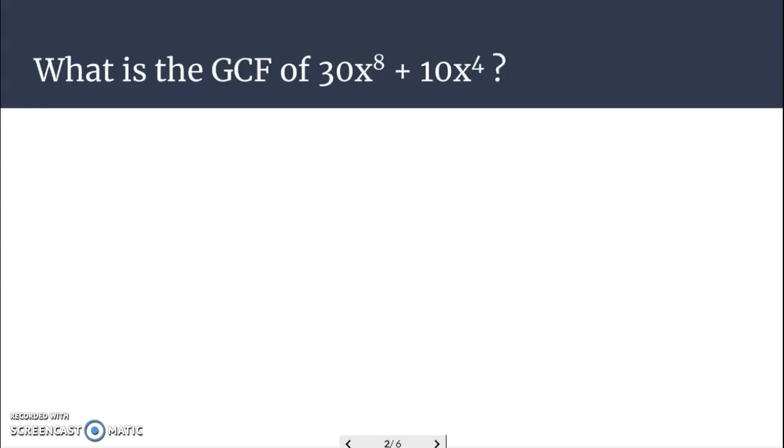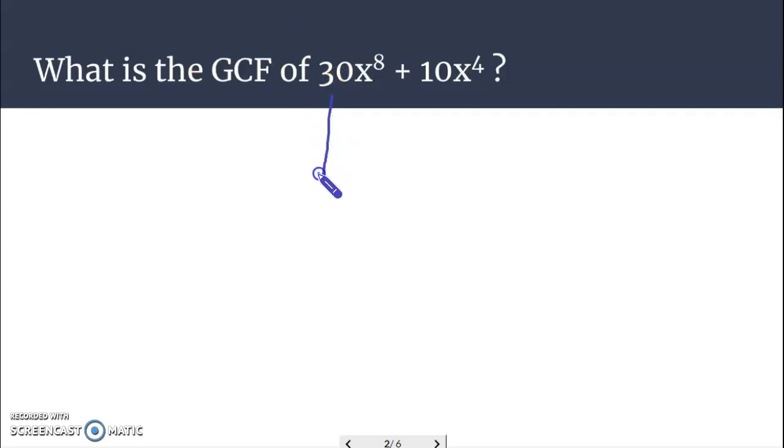Welcome back, everybody. Today we're going to be talking about finding the greatest common factor of polynomial terms, a little review of the numbers, and also how to find the greatest common factor of exponential terms with the same variable. First one here, we're finding the GCF, greatest common factor, of 30x to the 8th and 10x to the 4th.